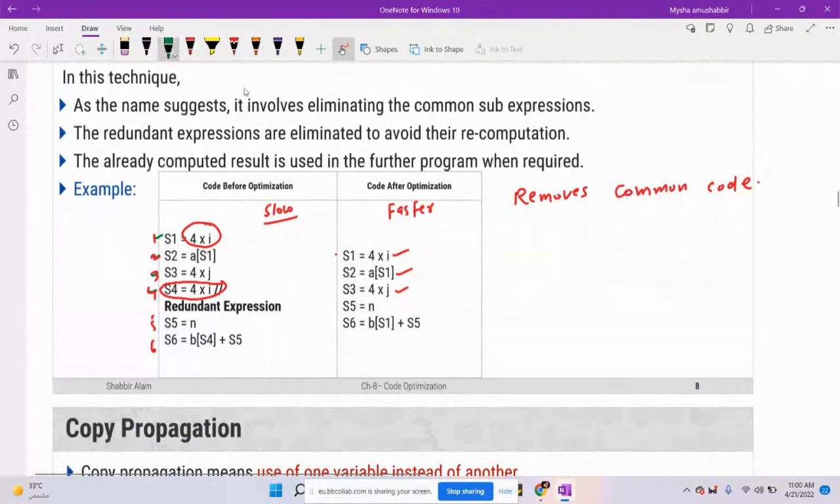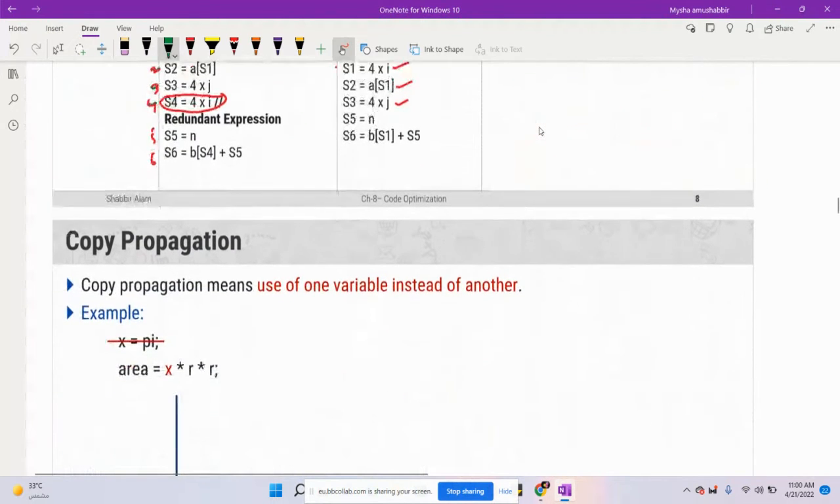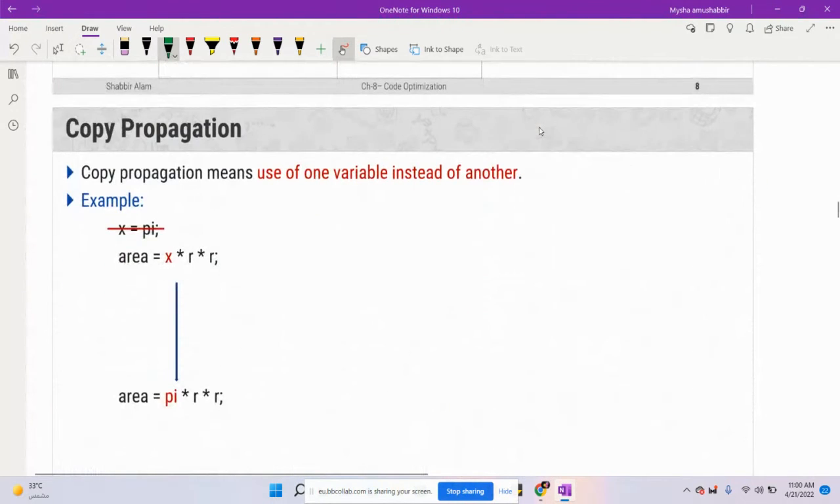So here, eliminating the common subexpression. Okay, now second is what? Copy propagation. Third technique, copy propagation. So copy propagation means what? Use of one variable instead of another.